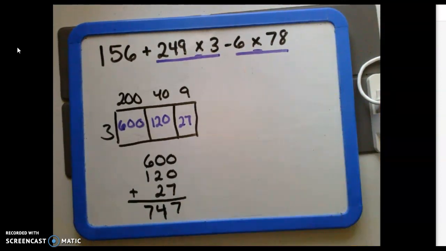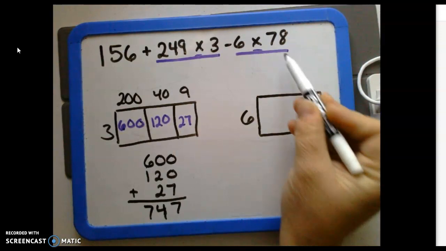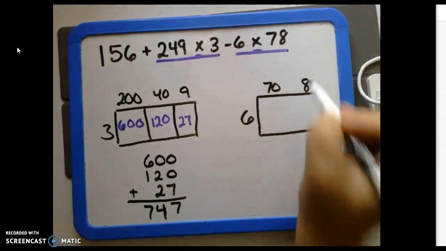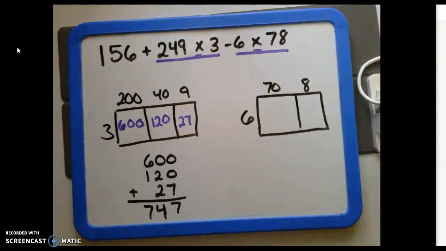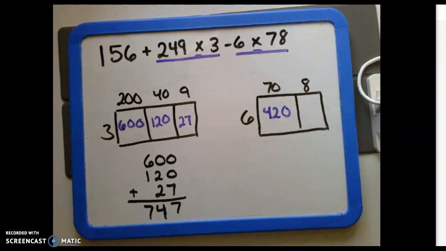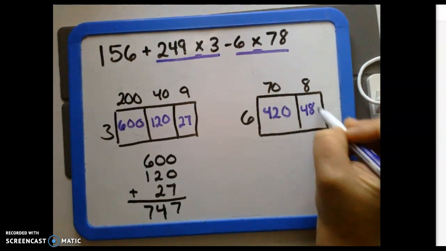6 times 78. The one-digit 6, and we're multiplying it by the two-digit number 78. 70 and 8 ones. All right, so here I'm going to be multiplying 6 times 70. So what is 6 times 7? 6 times 7 is 42. Add that 0. And then 6 times 8, 42 plus 8 more, 6 more, 48.